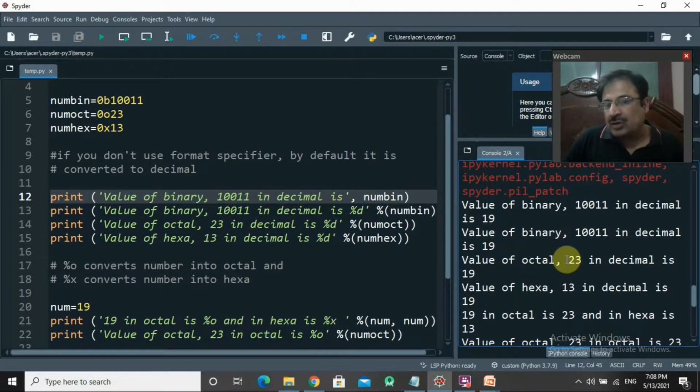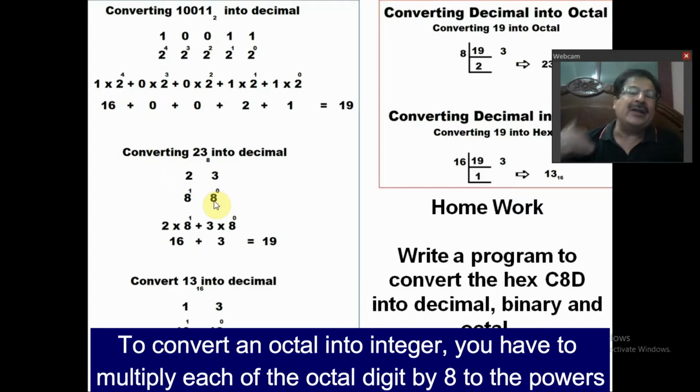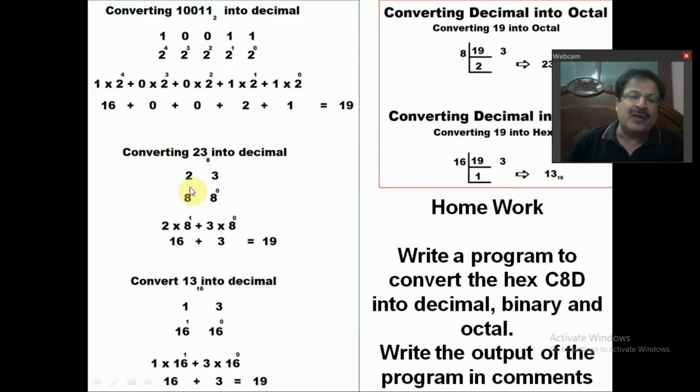Now this octal in decimal gets you 19. How? Let's see it again. This is octal. In binary you were supposed to multiply by 2 to the powers, right? In octal you have to multiply every digit by 8 to the powers. Like this 3 will be multiplied by 8 to the power 0. This 2 will be multiplied by 8 to the power 1. Had it been more digits, they would be multiplied by 8 to the power 2, 8 to the power 3 and so on.